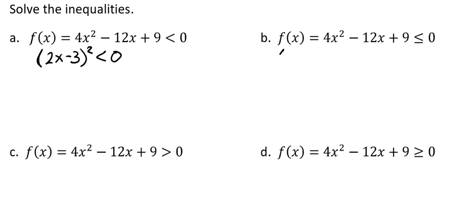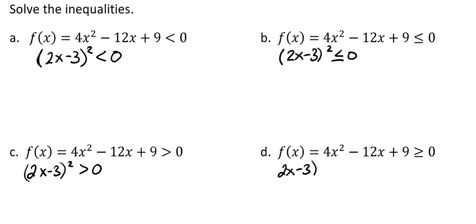I can really start all of these off as 2x minus 3 quantity squared. This one would be less than or equal to 0. This one here would be greater than 0. And this would be greater than or equal to 0.